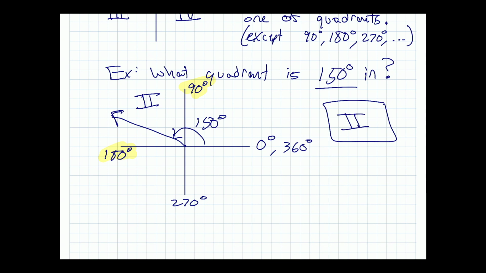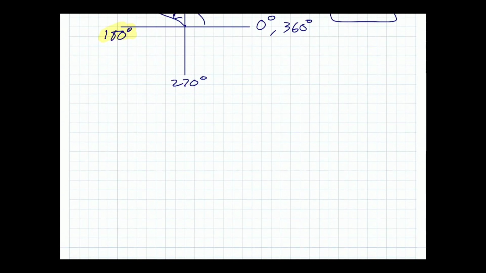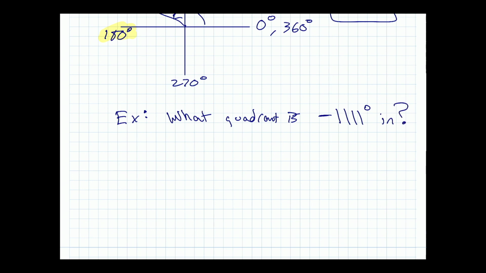Now, that seems like it's pretty easy. Where would it be hard? The only time that this would be hard is if you have an angle that's bigger than 360, or it's negative or something like that, and you have to work a little bit harder to figure out where it is. So example, what quadrant is negative 1111 degrees in?